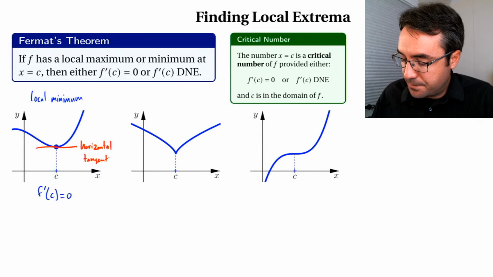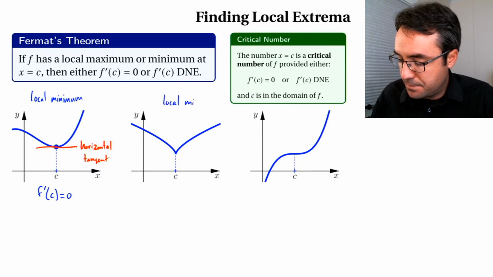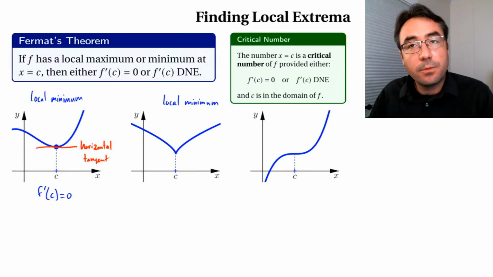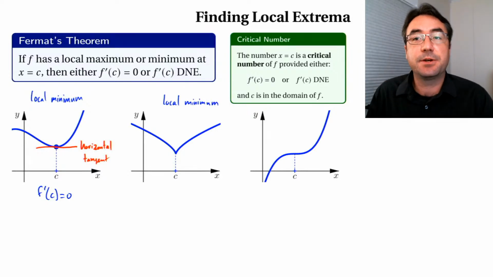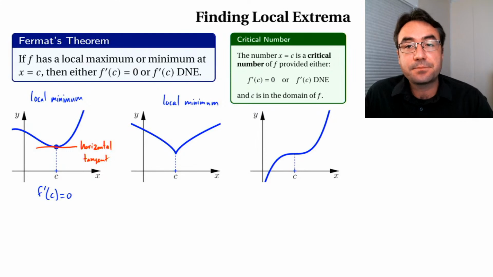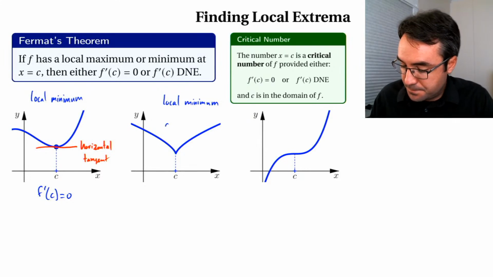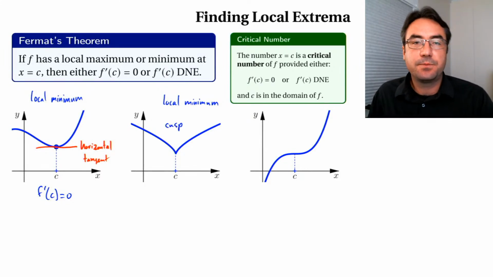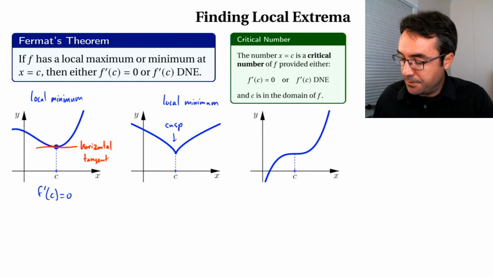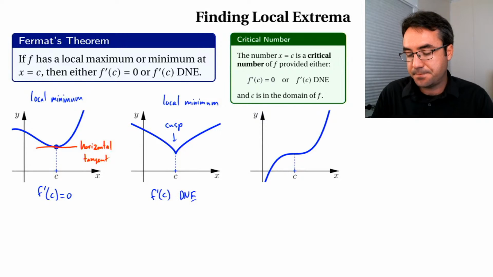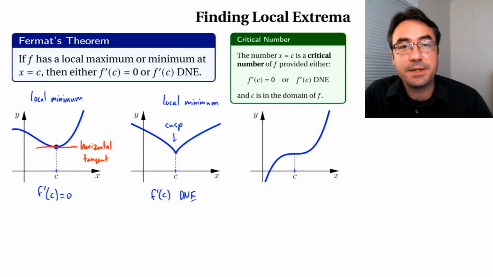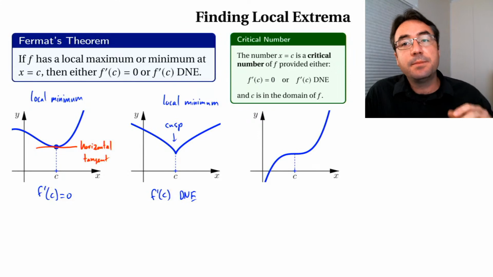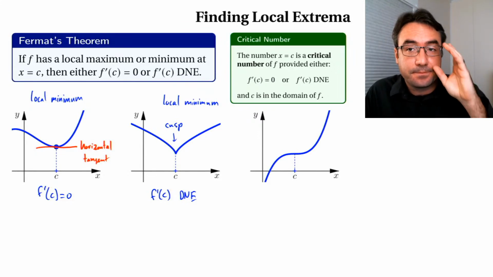Now in the middle graph, this also is a local minimum. Fermat's theorem also works for local maximums too, but just to give some examples here. In this middle graph, we have a local minimum. And in this case, we see that we have a cusp. So we talked about this when we first introduced the idea of differentiability. When we have a cusp at an x value, that means the derivative is undefined, does not exist. So that's another possibility with Fermat's theorem. If we have a local minimum or maximum, the derivative might not exist there. And that's what we're seeing here.